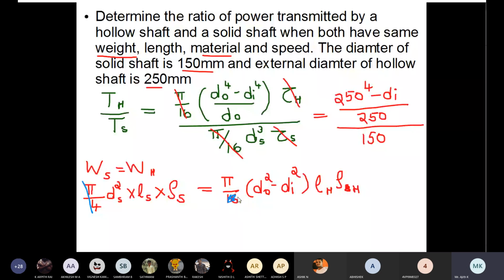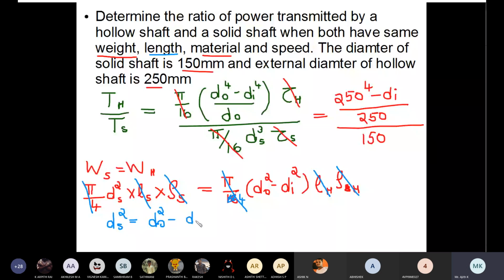Pi d square by 4. Pi by 4 is common. The length of the solid shaft and hollow shaft is common. Since the material is the same, its density will be the same. Therefore, ds square is equal to d naught square minus di square. Substitute and you will get the value of di.